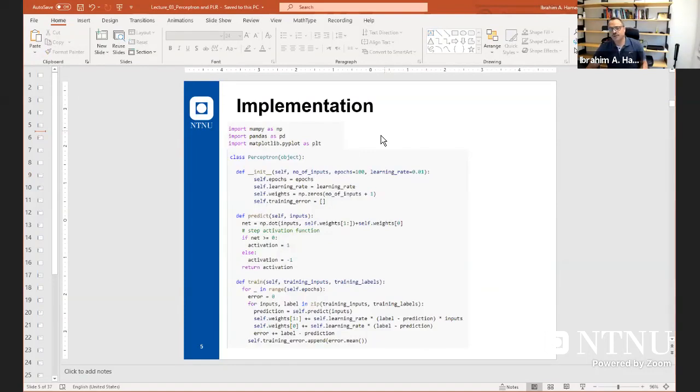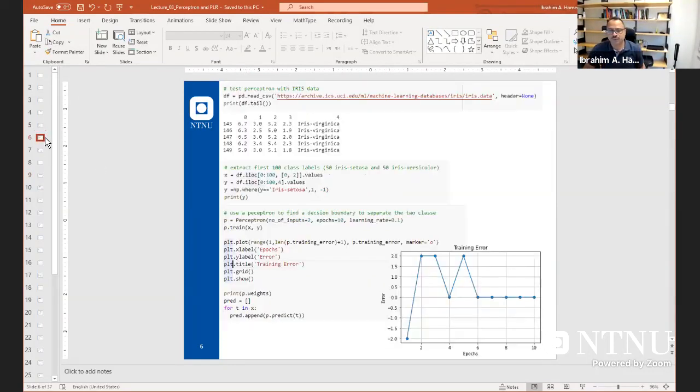We need to apply it for solving one of the problems, and we will apply it to the iris dataset. In the iris dataset, in fact, we have 4 inputs. Do you remember? We have 4 input features, the petal length and width and the sepal length and width, correct? And we have 3 classes.